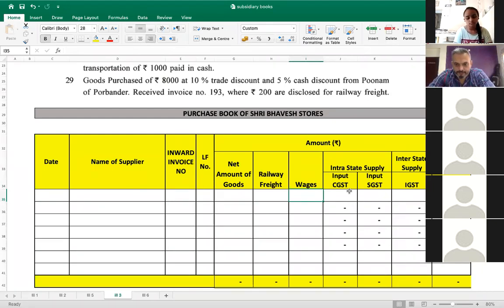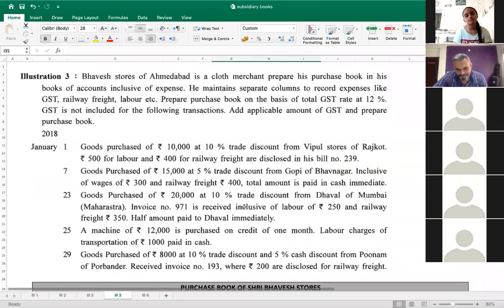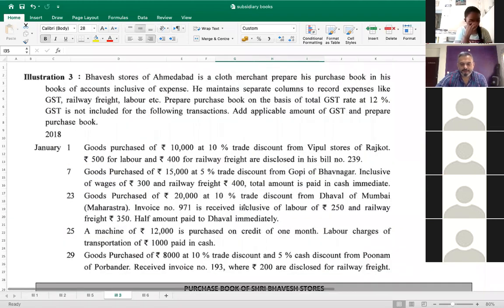Got it? Yes. Okay, we will be doing ledger posting from the subsidiary book. At that time, this doubt will be clear. Obviously, the purchase account will not be debited with all the things. It will be recorded separately only. That was your doubt? Yes. Great. Now, let's start the sum.